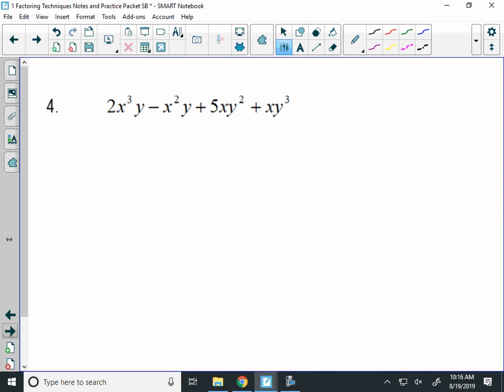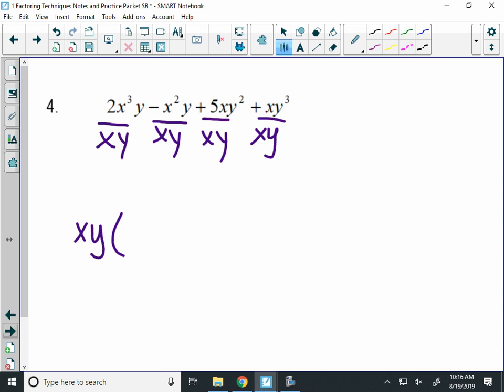All right, and then number 4. What do those all have in common? An x, they all have 1 x and 1 y. So if you want to write x y underneath, you can. Otherwise, just put it in front. All right. What's the first term when you divide by x y? These y's cancel. So just 2x squared. Okay. Let's see. The next one. Looks like the y's cancel again. So you're left with minus x.